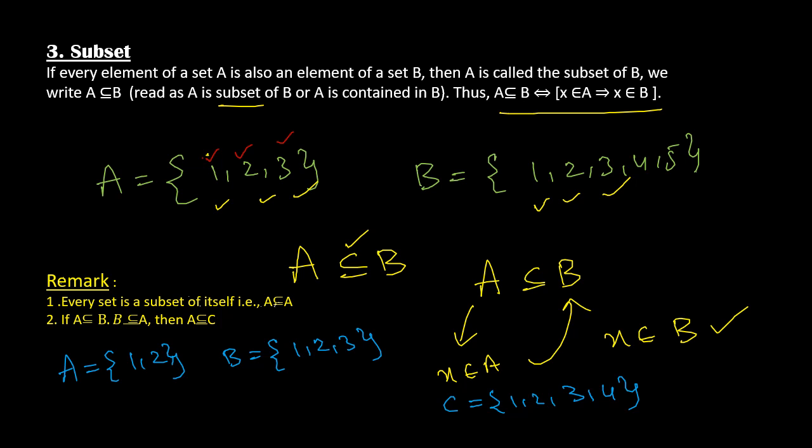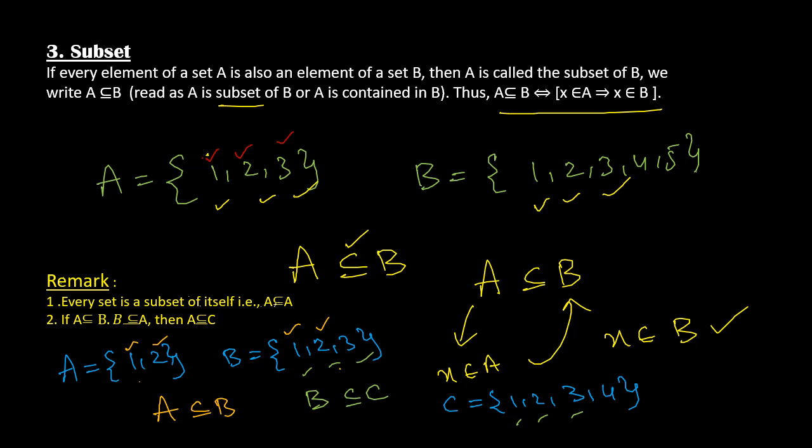Each and every element of A is there in set B. Yes, we have. So I can say that A is a subset of B. Let us check B and C. Each and every element of B is contained in C. Yes, we have, right? 1, 2, 3, 1, 2, 3. So I can say that B is contained in C.